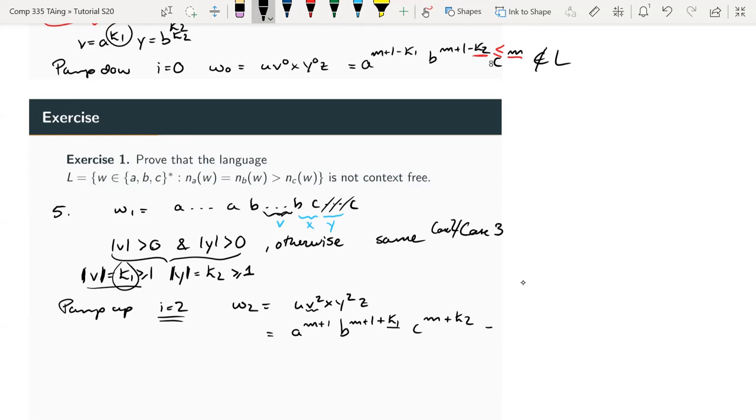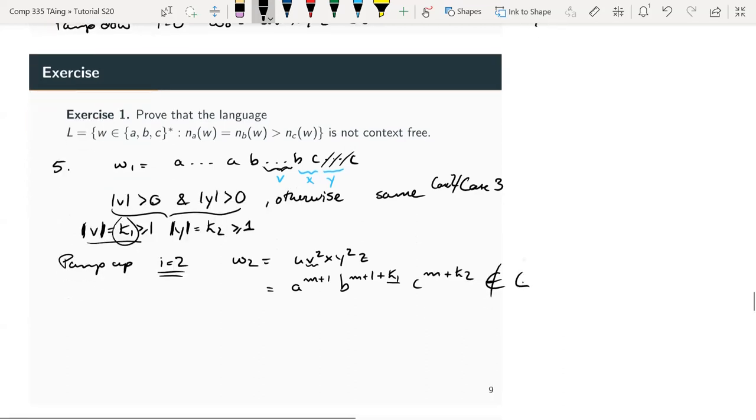And this is not going to be an L for two reasons. The reason I'm going to identify is that M plus 1 is now strictly less than M plus 1 plus K1, because I've assumed that K1 is at least 1. Another reason would be for the length of C's and A's, but I'm not really going to get into that. That would be another argument. But here you see that the number of A's is strictly less than the number of B's. So this assumption is broken, and that would allow you to get a contradiction for case 5.